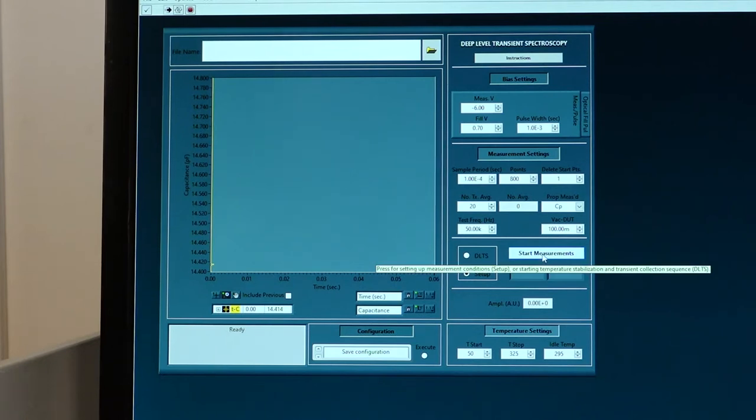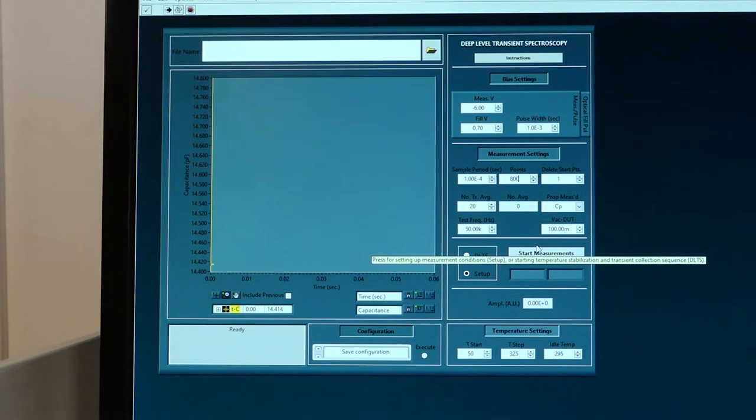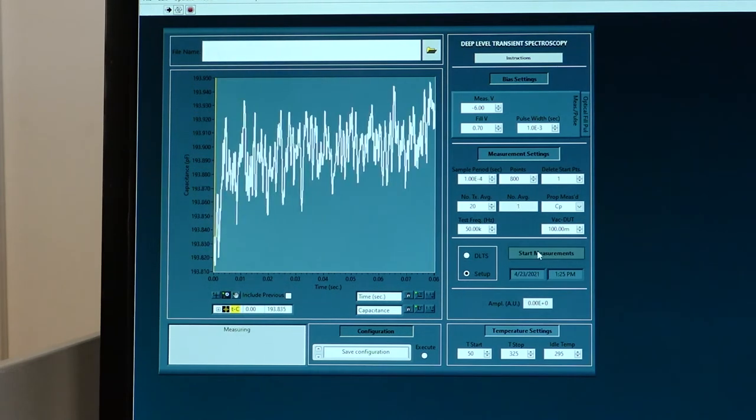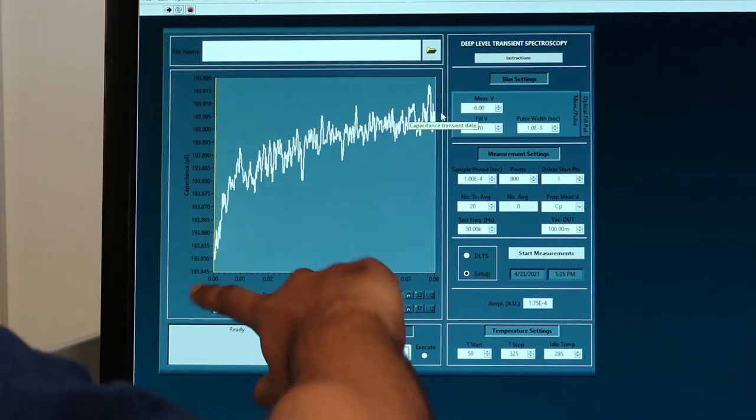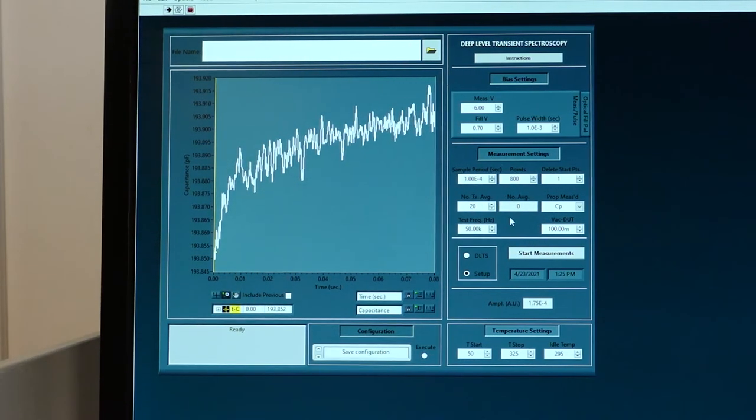There are two buttons, one is DLTS, one is setup. Setup is used to tune these parameters at room temperature. And on what criteria we will tune, we'll see once we start the measurement. We notice a capacitance signal: the moment reverse bias starts, the capacitance is lower and then the capacitance increases. As we just discussed in the presentation slide, we see this trend. So how will we tune these numbers, measurement voltage, filling pulse width, etc.? The key is to look at this number called the amplitude, which is in arbitrary units.